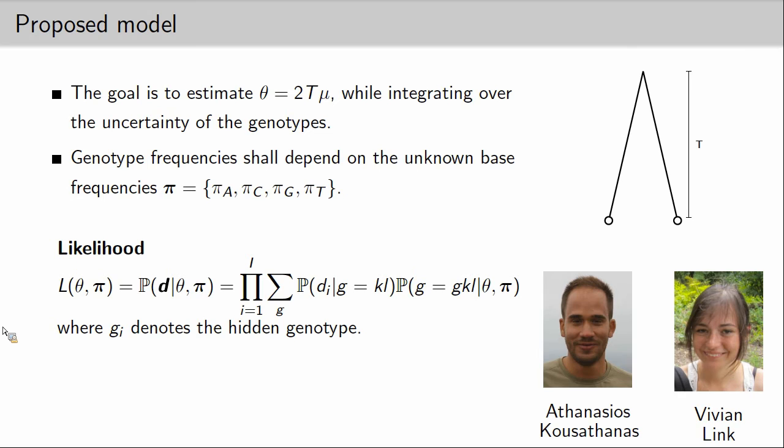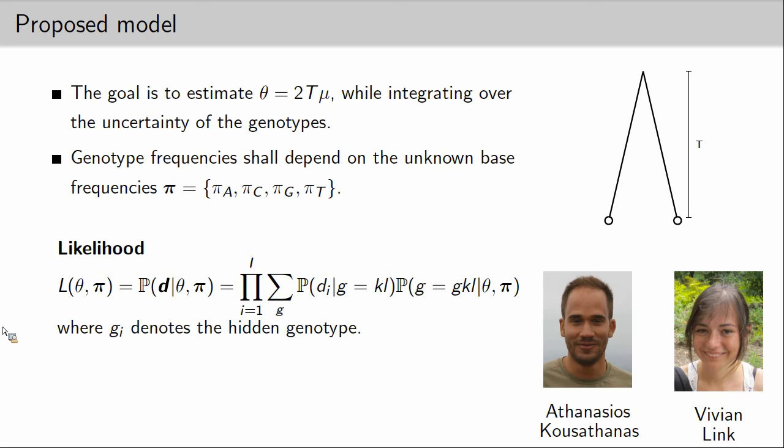So the model we propose to infer genetic diversity is relatively simple, okay? We're just interested in the genetic diversity of a single individual. You can call this heterozygosity. A population genetic statistic for that would be zeta, okay? Which is given by 2tμ here.